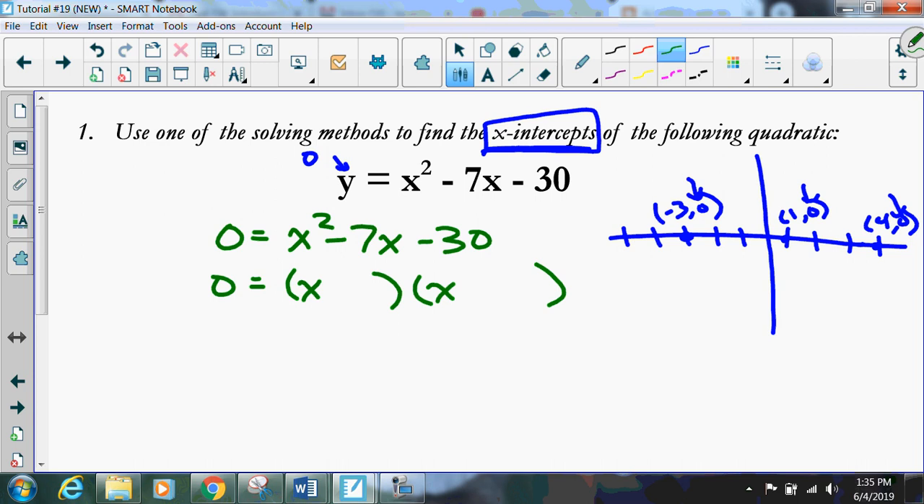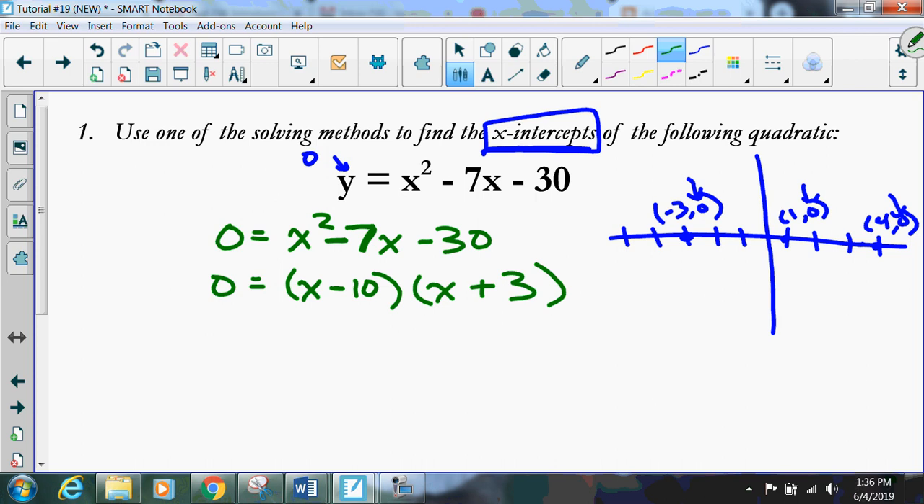When I think of 30, I think of 1 times 30. That's not going to work. 2 times 15. Nope. 3 times 10. Ooh, that has some potential, right? We know it's going to be a 10 and a 3. We know that one of them has to be negative because the middle term is negative 7. That means my 10's got to be negative and my 3's got to be positive, right? Let's double check that. Negative 10 times 3 does give me negative 30. Negative 10 plus 3 gives me the middle term of negative 7. So that is correct. We have factored it correct.